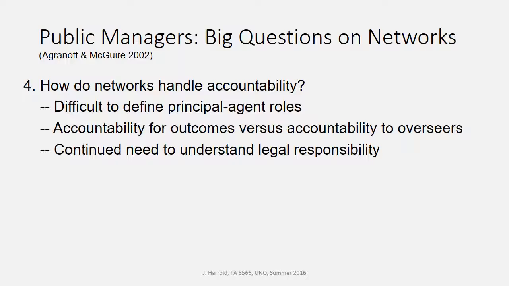In a network, Agranoff and McGuire talk about this being a little more difficult because sometimes it's difficult to identify who's the principal and who's the agent, who's actually in charge of this and who's delivering products at certain times. And so they recommend that accountability switches to this idea of accountability for versus accountability to. So what they mean by that is that within the network, people are responsible for outcomes versus accountable to overseers, no matter what the outcomes. But they stress that there is this continued need for people in the networks to understand legal responsibility.